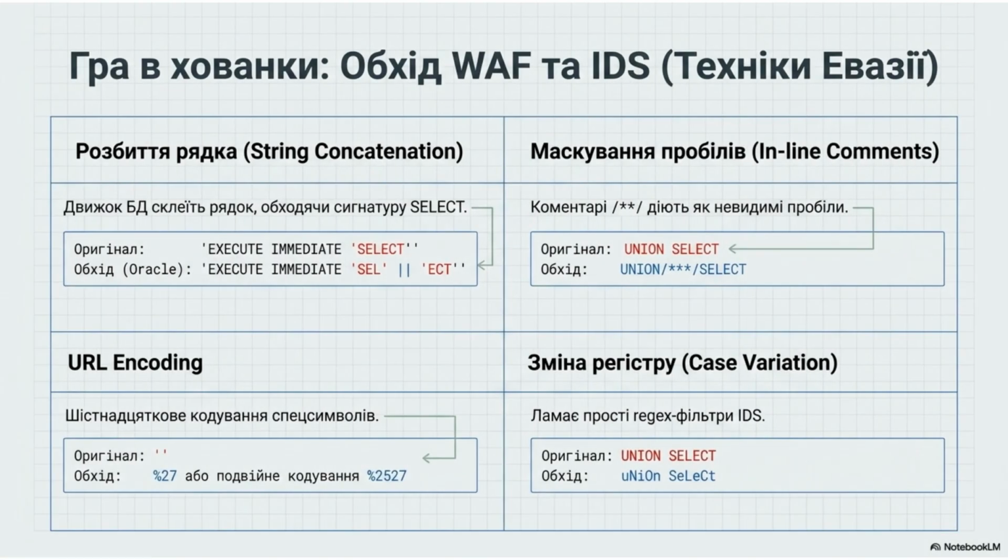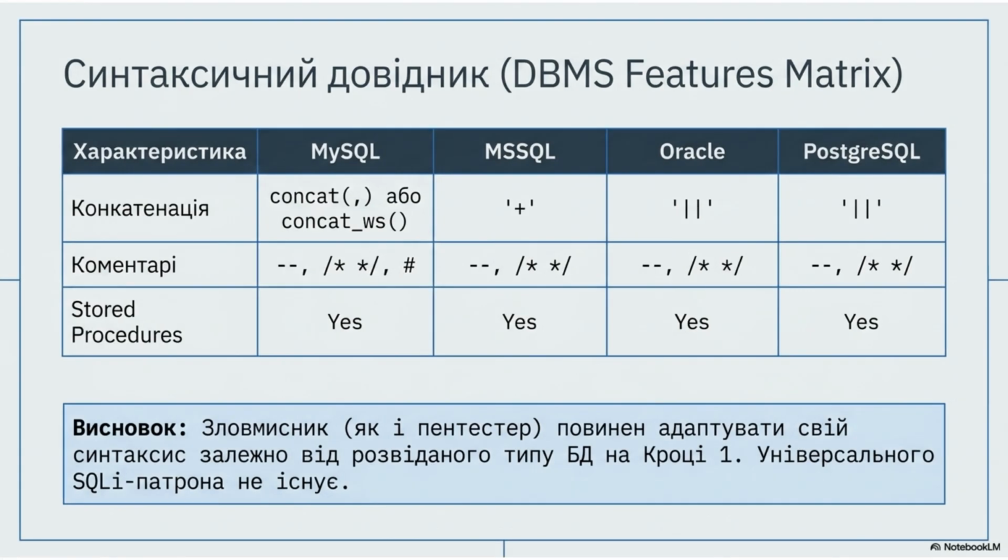To evade WAF and IDS systems, attackers use techniques like string concatenation, inline comments, URL encoding, and case variations. These methods help bypass signature-based filters that would otherwise detect and block malicious SQL patterns.